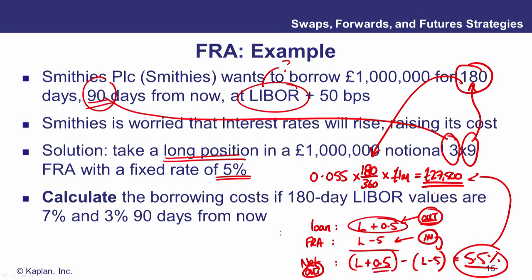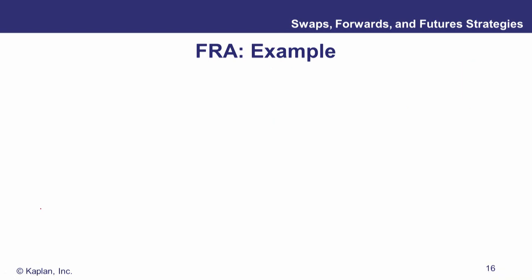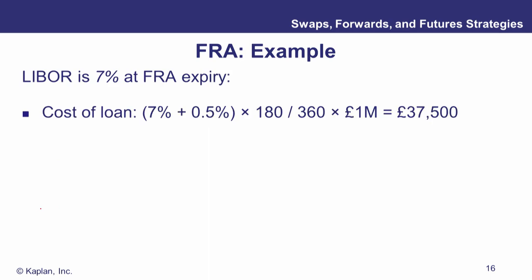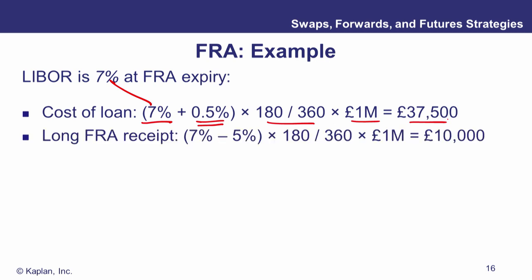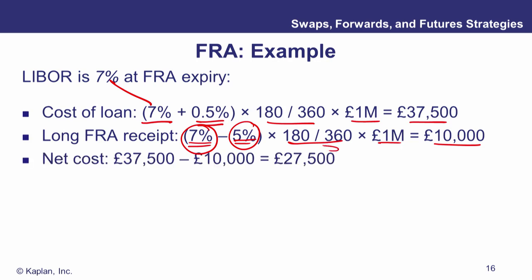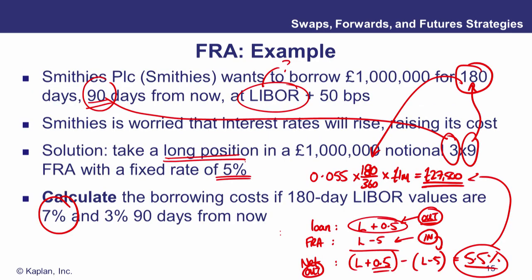Well, let's see if the numbers agree with that. If LIBOR evolves to be 7, then LIBOR's gone up. That's good news from a FRA perspective, but bad news from a loan perspective. We pay LIBOR plus a half, de-annualised on $1 million on the loan, but our FRA pays off to the tune of 2%. So LIBOR's evolved to be 7 over the FRA fixed rate of 5, de-annualised, multiplied by $1 million. That is a receipt of 10,000. Net, we see a familiar number, 27,500. We knew that's what our net cost of funds was going to be.